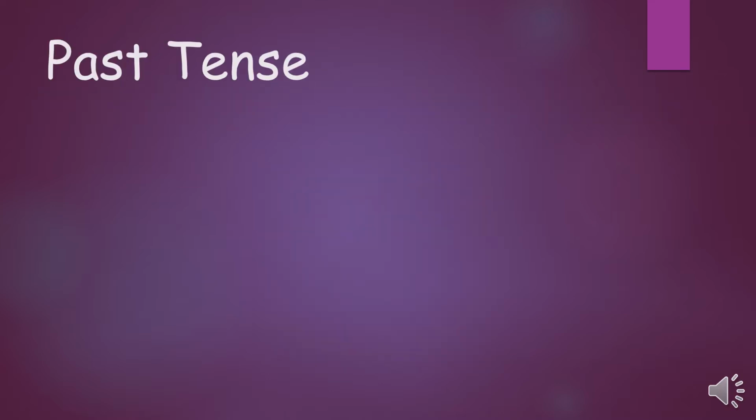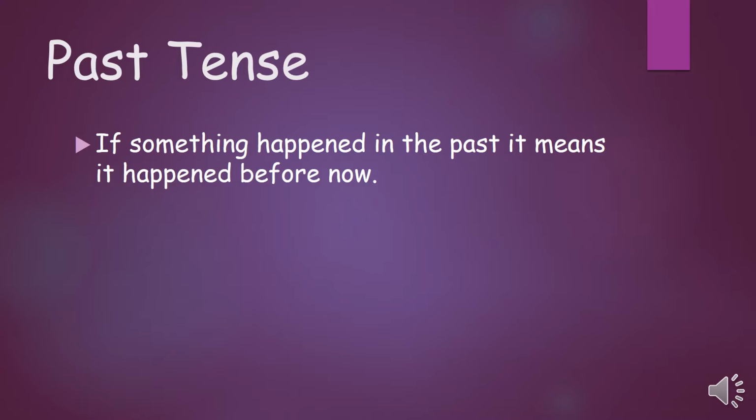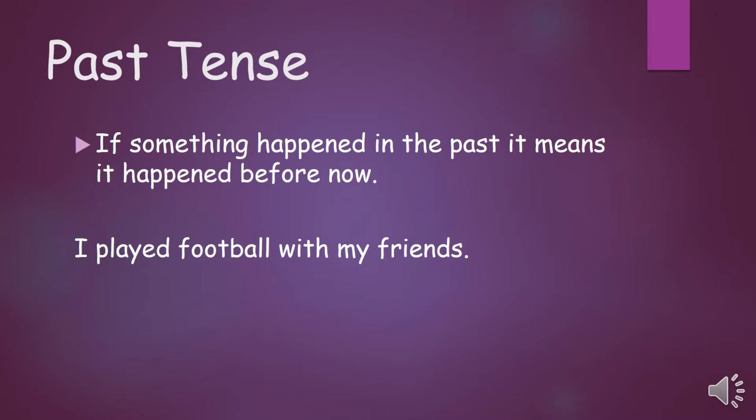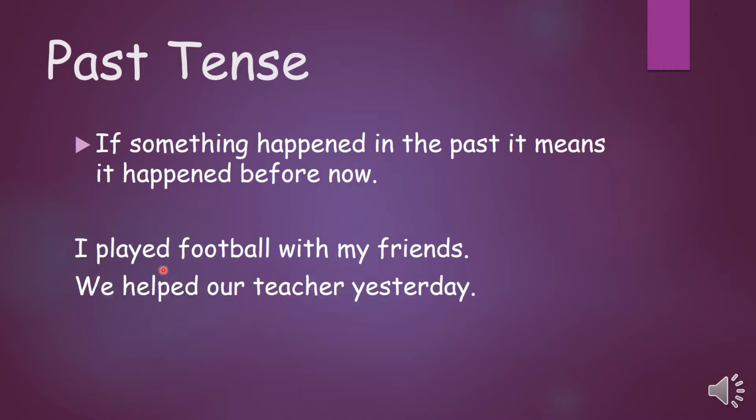What do we mean by past tense? If something happened in the past, it means it happened before now. I played football with my friends. The verb played shows me that something happened before now. We helped our teacher yesterday. If you look at the verb helped, you can see that it happened before now. It happened yesterday.